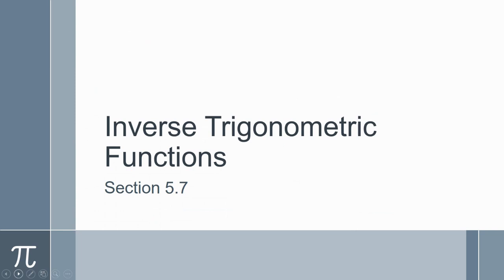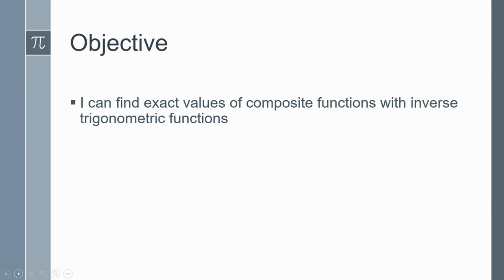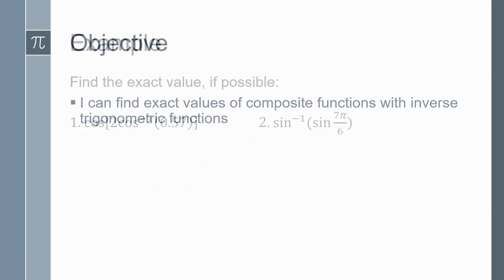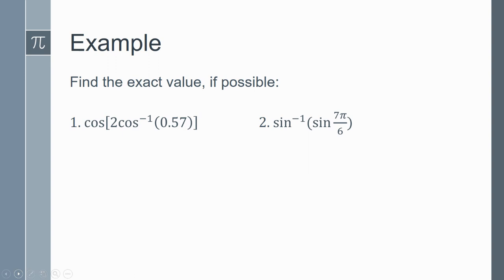All right, let's continue with section 5.7. We're going to do more with finding exact values of those composite functions. So let's just dive into some examples. We're going to find the exact value if possible. We're doing this without a calculator.